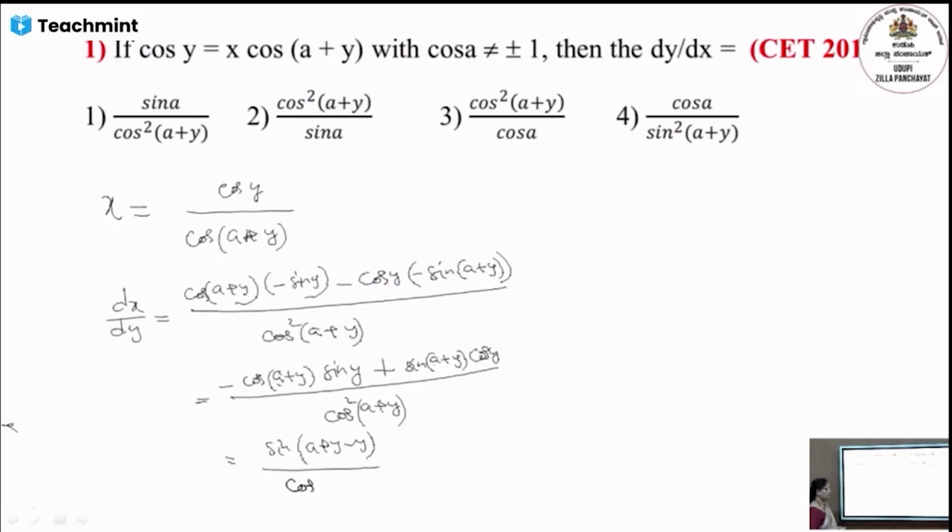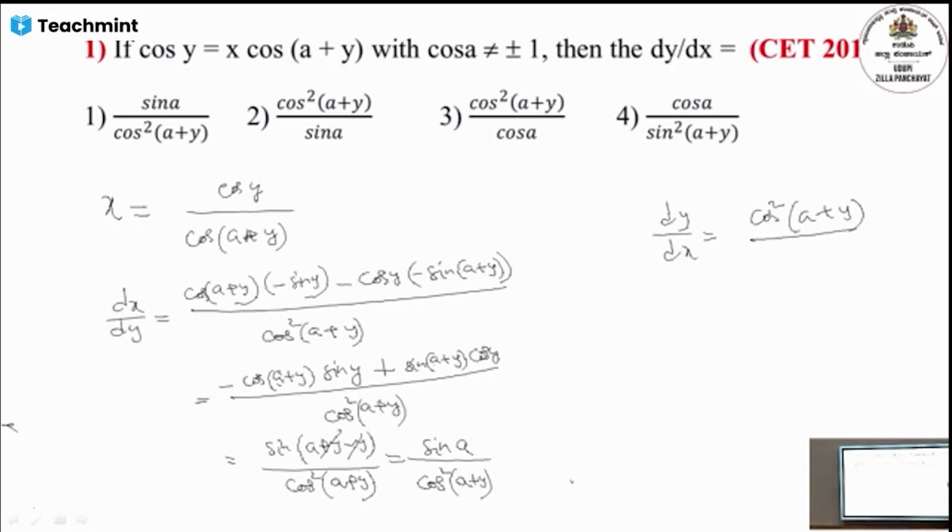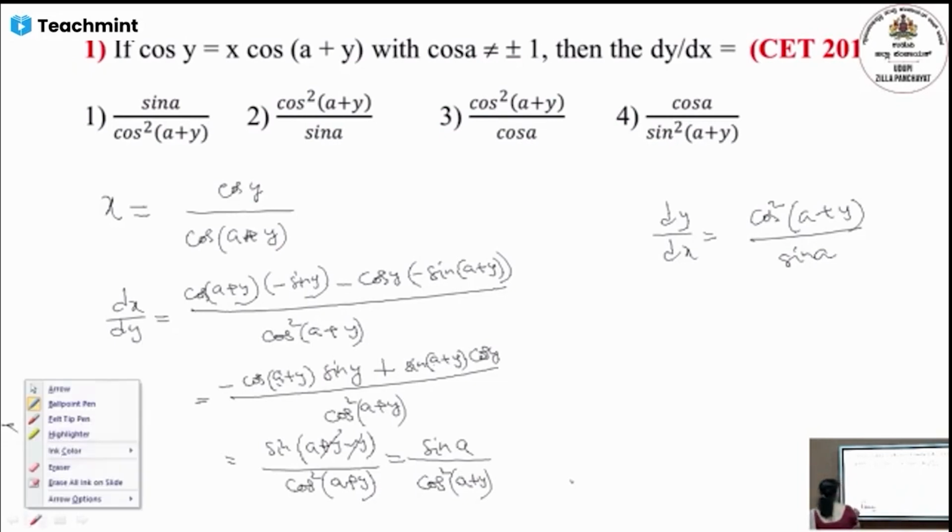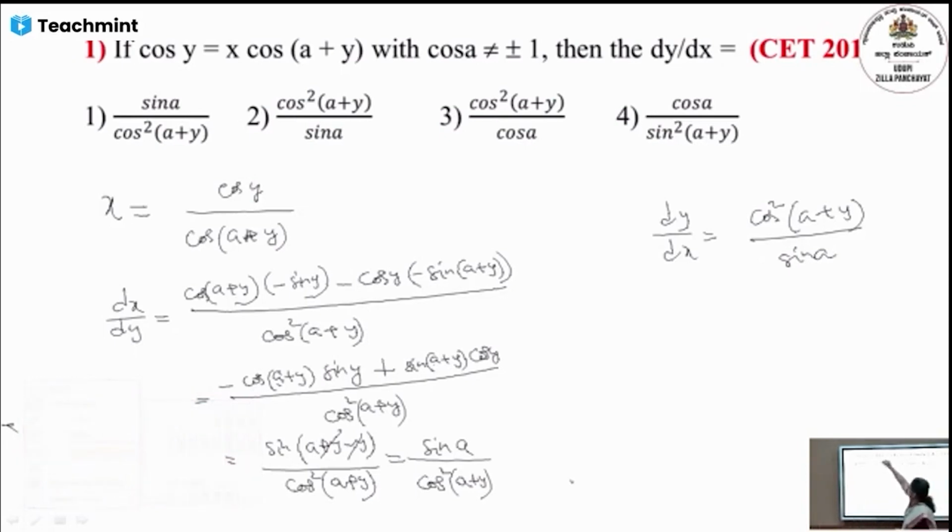And here y and minus y get cancelled. What remains is sin a divided by cos squared of a plus y. So this is your dx by dy. What is asked is dy by dx, which should be the reciprocal of this. So it is cos squared of a plus y divided by sin a. So which is the answer? It is the second one.